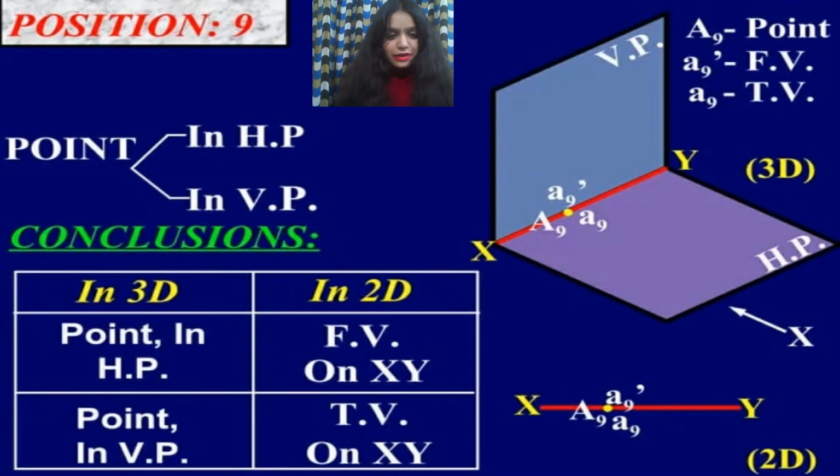Now position number 9, this is our last. The point is in HP and the point is in VP. So the front view and top view will be where? On XY, on the reference line. Both will be plotted on XY.